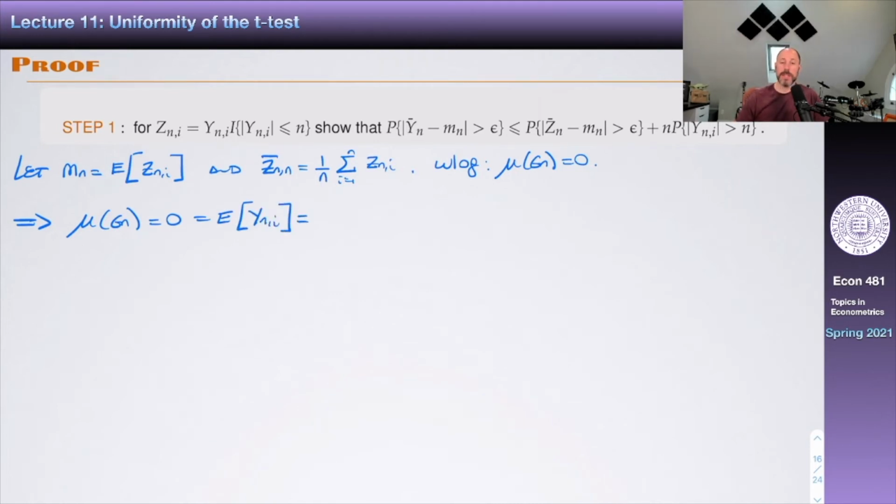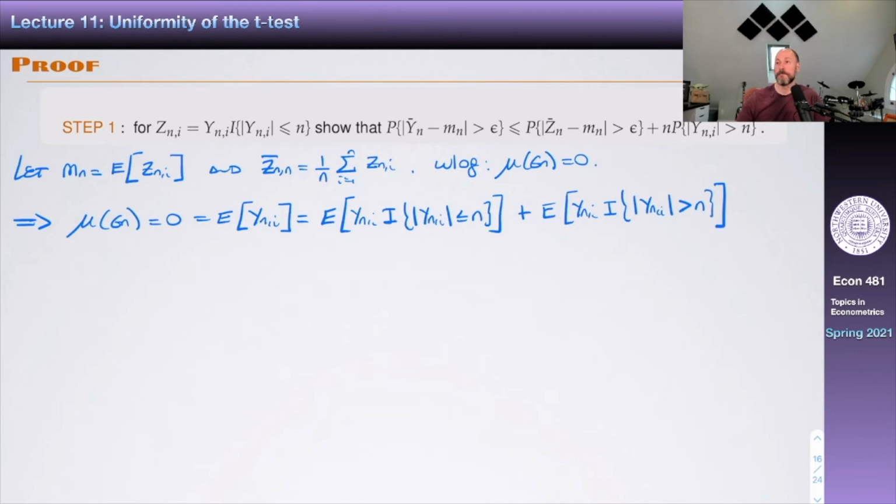You can write this, and this is a trick that is commonly used in a lot of different proofs when you want to deal with tail behavior. It's just a trim. So this is equal to the expected value of Y_ni times the indicator that the absolute value of Y_ni is less than or equal to n, plus the expected value of Y_ni times the indicator that the absolute value of Y_ni is strictly greater than n. Okay?